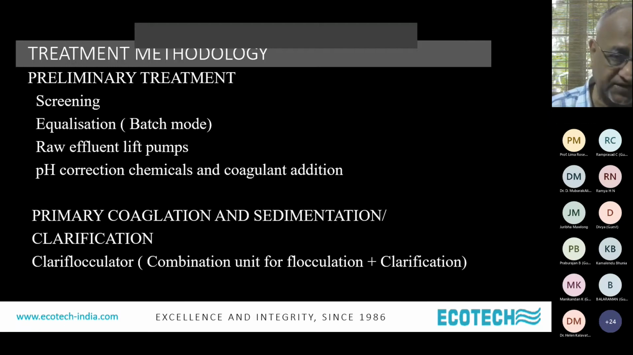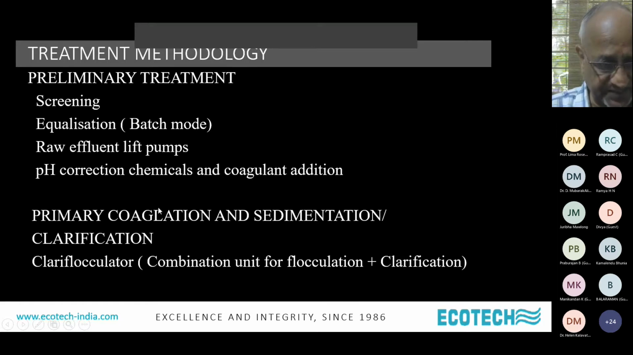Otherwise, it is extremely difficult because in continuous mode, you will not be able to dose the exact amount of chemicals to remove the color or remove the other particles. And therefore, this batch treatment is the preferred mode. Fill and draw mode. Raw effluent lift pumps, pH correction, chemicals, and coagulant addition in the equalization tank itself. This is the preliminary treatment stage.